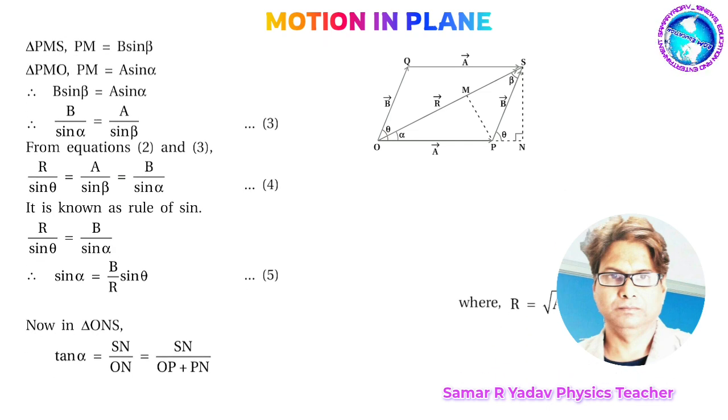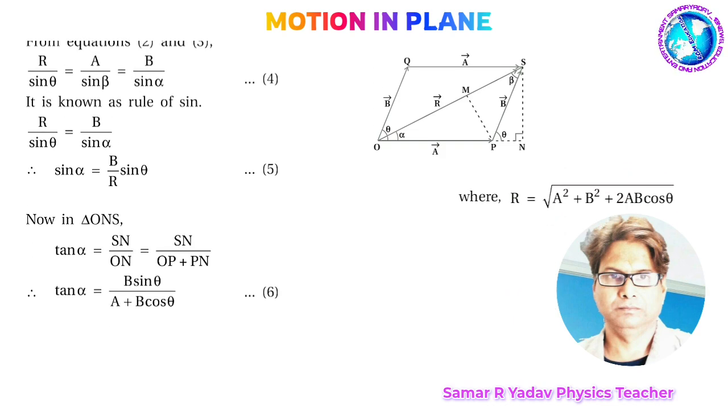R upon sin theta is equal to B upon sin alpha. Sin alpha is equal to B upon R sin theta, equation 5, where R is equal to under root A square plus B square plus 2AB cos theta. Now in triangle ONS, tangent alpha is equal to SN upon ON, which is equal to SN upon OP plus PN. Therefore tangent alpha is equal to B sin theta upon A plus B cos theta.